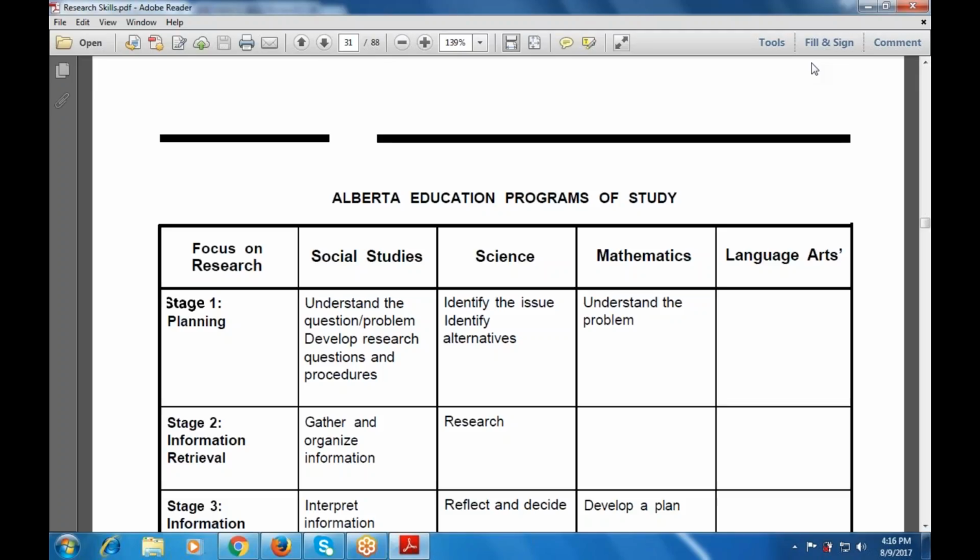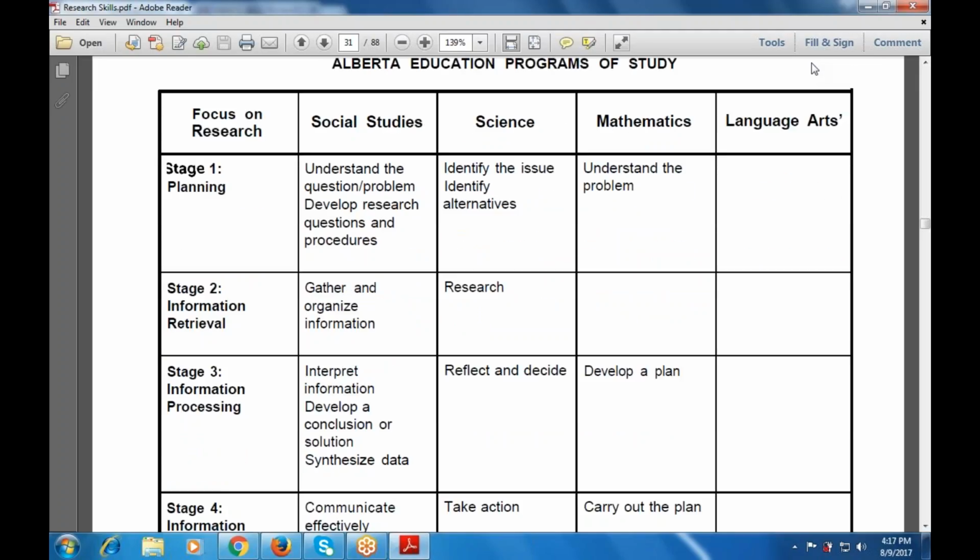Then in science it is for the research activity: how we can retrieve by using research, research about any topic that is considered. Then stage number 3 is information processing. Interpret the information, develop a conclusion or solution, synthesize the data, synthesize the information. That may include reflection, that may include design, develop a plan.